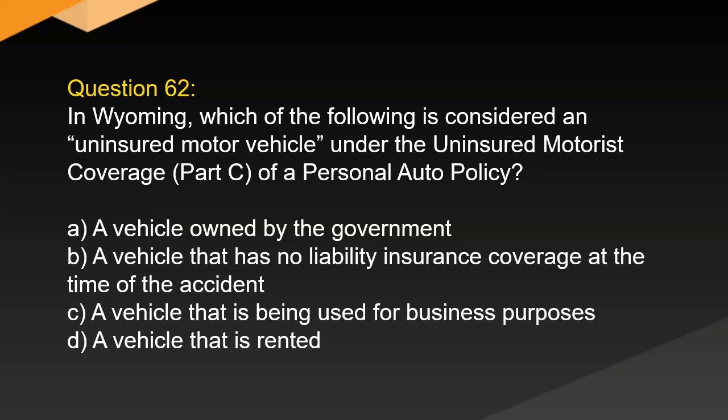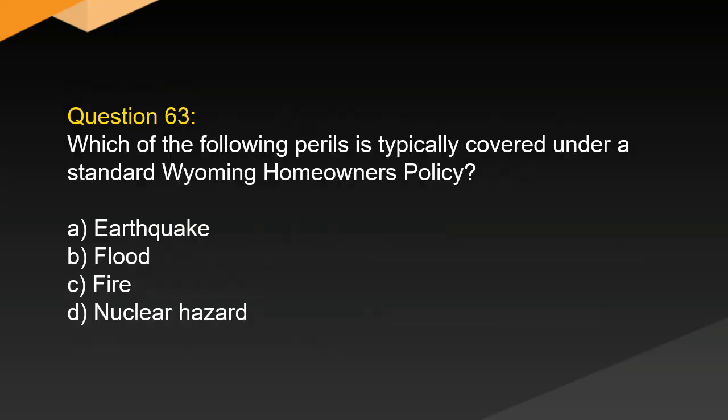Question 62. In Wyoming, which of the following is considered an uninsured motor vehicle under the uninsured motorist coverage, Part C, of a personal auto policy? A. A vehicle owned by the government. B. A vehicle that has no liability insurance coverage at the time of the accident. C. A vehicle that is being used for business purposes. D. A vehicle that is rented.